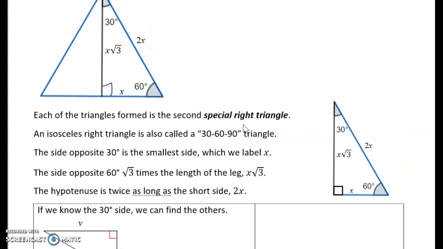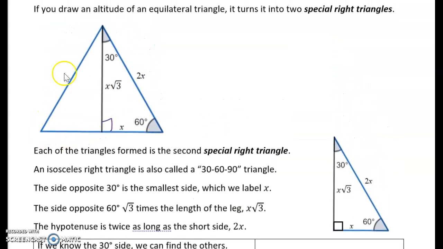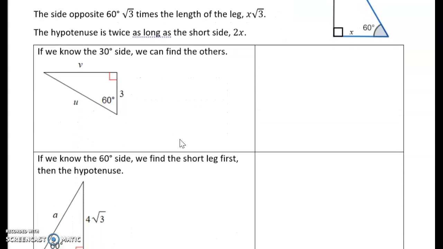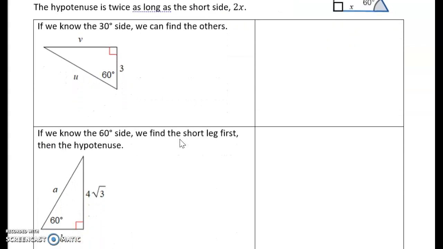And you can see that kind of makes sense, because remember that in this original equilateral triangle, each one of these sides has a length of 2x, but this altitude cuts that one in half. Okay? So let's look at how we would find a few of these. If I know the short 30-degree side, I can find the other sides. So this is 3. I'll say that's x, right?